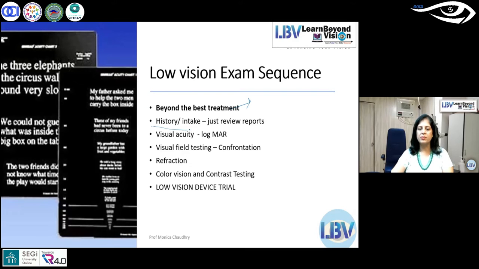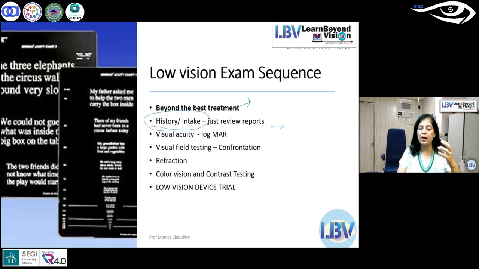Then next what? This is all that you need to work on your patient. History taking, seeing the reports, and then quickly moving on, asking him questions about his personal life. Now, a patient sitting right in front of you, how can you start talking to you?